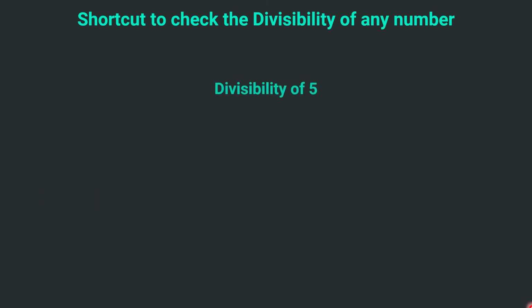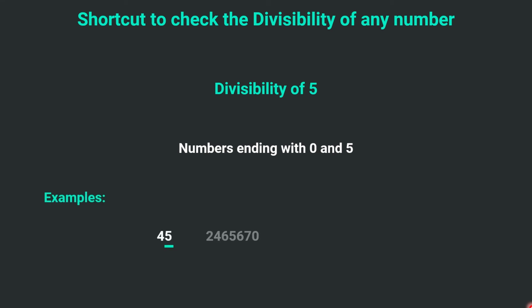For the divisibility of 5, the numbers should be ending with 0 or 5. So for example, 45, this is ending with 5. 2,465,670 is ending with 0, so this is divisible by 5. Then we have this complicated number, but the last digit is 5. So this is also divisible by 5.